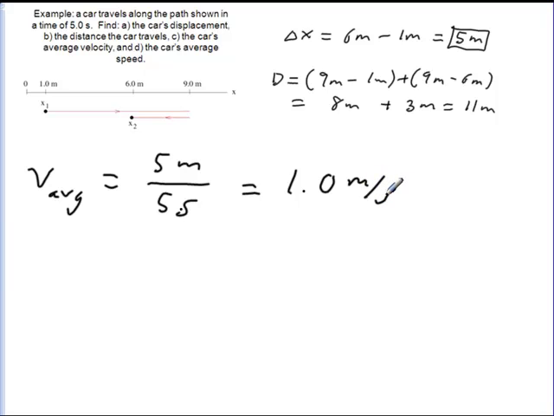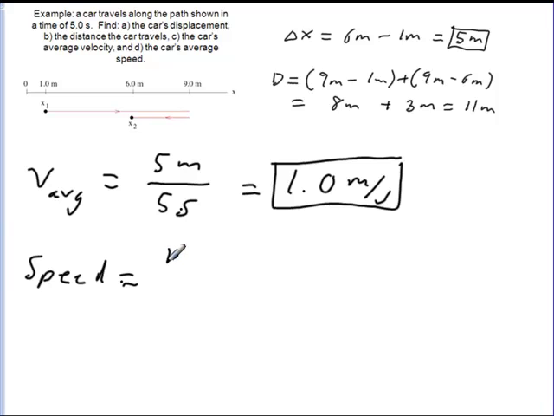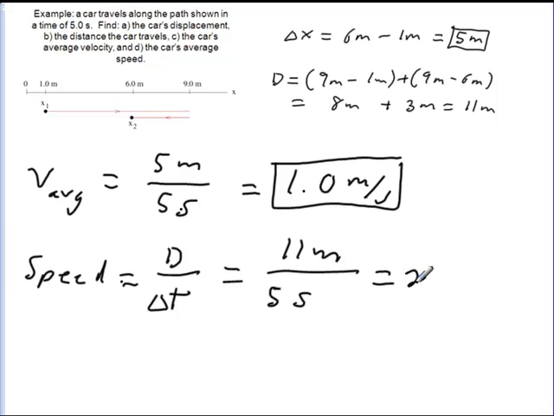By contrast, if I want to deal with average speed, that is distance over time. So that would be 11 meters divided by 5 seconds, giving me 2.2 meters per second.